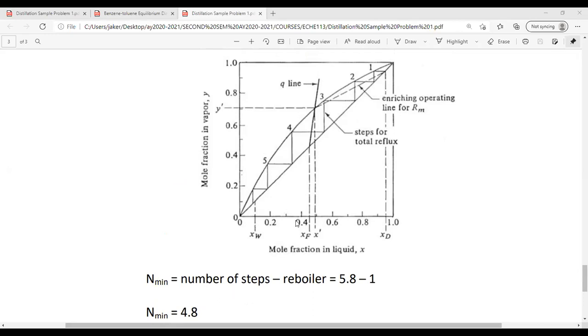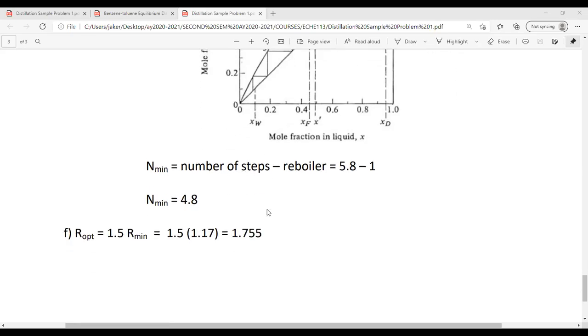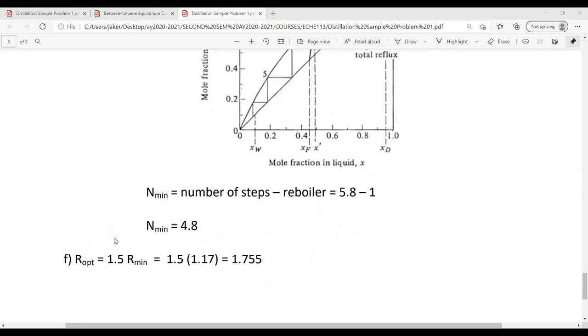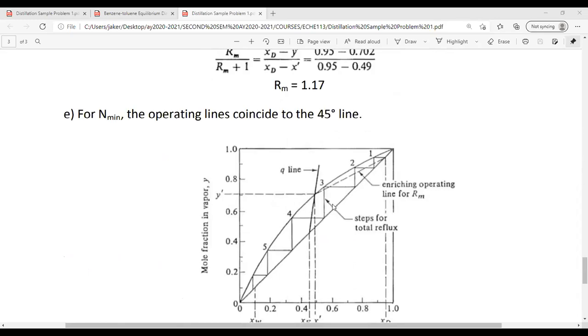And just like what you did with the previous determination of the theoretical number of stages, you simply draw the steps from X sub D again to X sub W or beyond X sub W. Subtract 1 from that. That would be your theoretical optimum number of stages because it's now based on the optimum reflux ratio. Anyway, the procedure is just the procedure. As long as you know how to find this one, the rest of the procedures discussed here could be repeated.